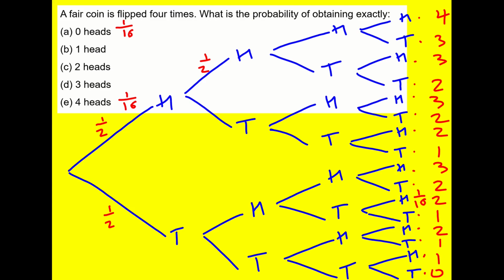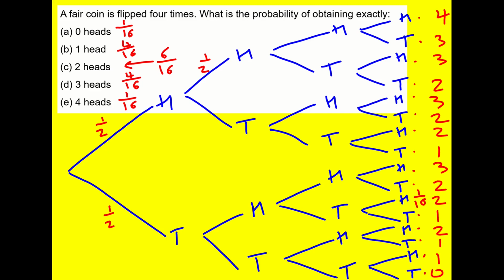Okay, so now I can figure out the probability of 1 head. Well, I've got 4 times that it happens. So it's going to be 4/16. And it's going to be the same for 3 heads. And that just leaves us for 2. 1, 2, 3, 4, 5, 6. So there we have it.